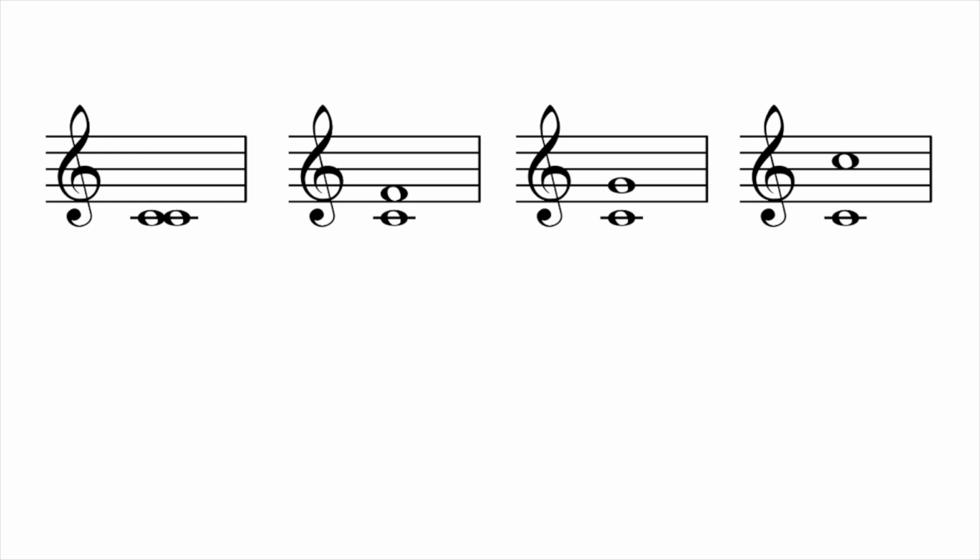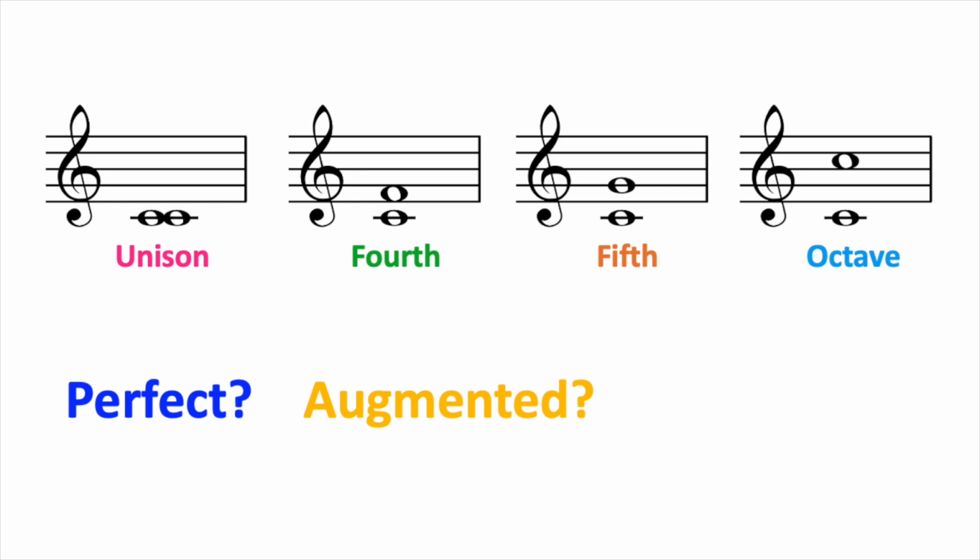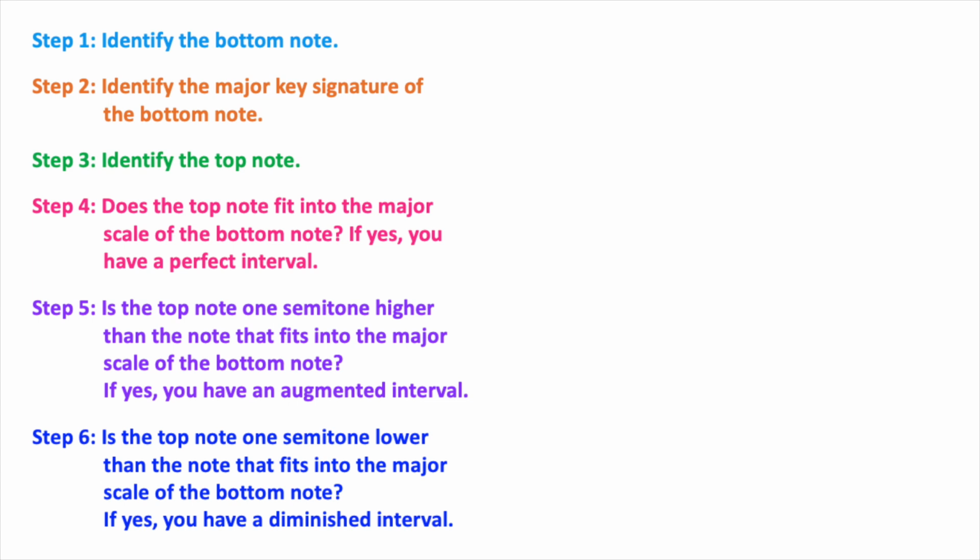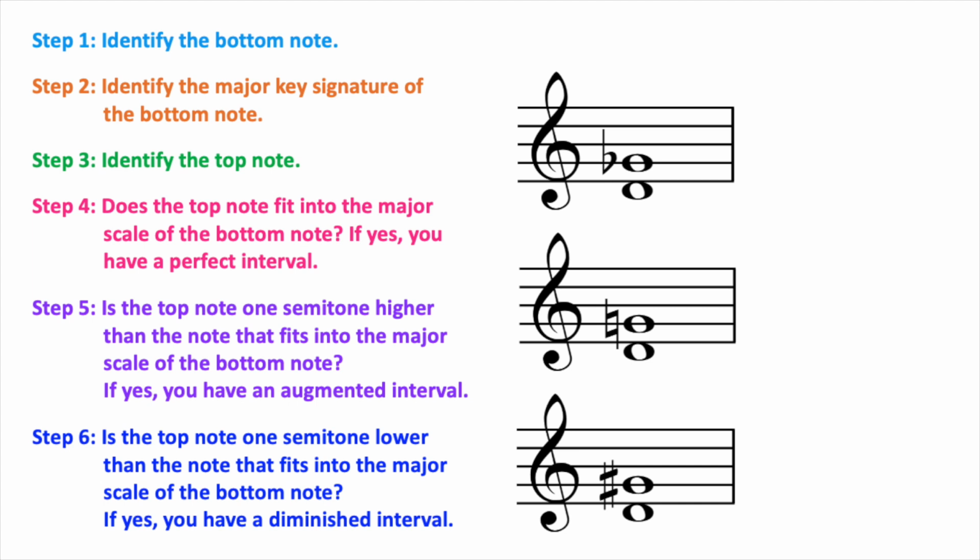Once you have worked out that you have an interval of a unison, a fourth, a fifth, or an octave, you will need to then work out whether the interval is perfect, augmented, or diminished. In your workbook, you are provided with a set of instructions. Let's explore how to apply these instructions so that you can easily work out whether your intervals are perfect, augmented, or diminished. Here we have 3 intervals.